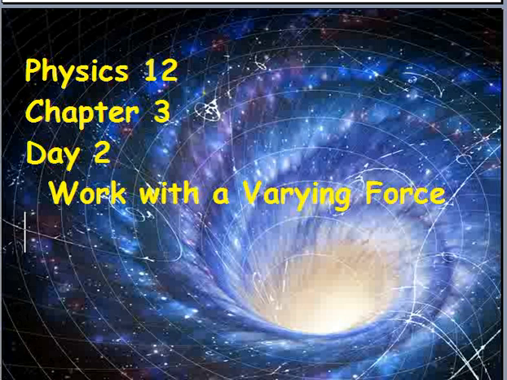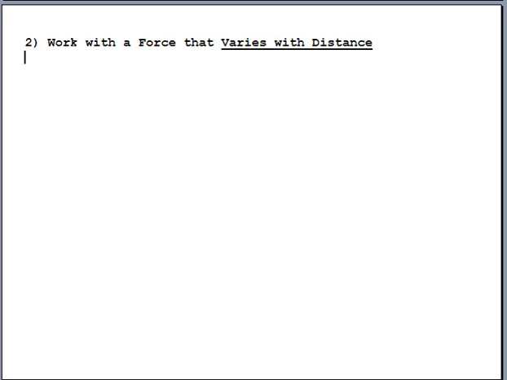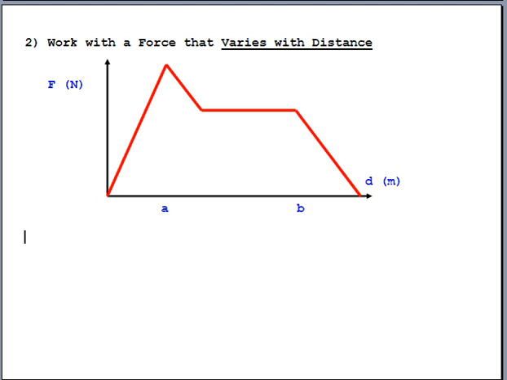So this is the second lesson for Chapter 3. In the first lesson we were looking at how to calculate work where the force was constant. It might have been at a strange angle, but at least it was a constant value. And for this one, we're not so worried about the angle of the force and the displacement, but we're going to be looking at issues where the force is actually changing in size. So this is part 2, and this is actually in your little booklet. So this is work with a force that varies with distance.